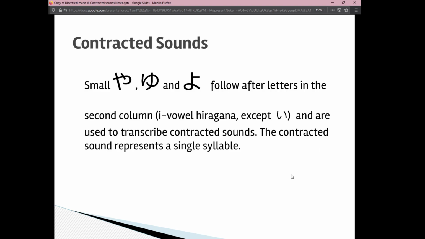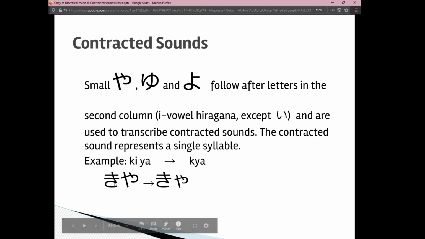Contracted sounds. When we're talking about contracted sounds, this is using ya, yu, and yo. You make them smaller, about half the size of your other characters, and they follow after characters in the second column, so anything that has an E in it. So for example, hi, ki, shi, that kind of thing. They're all used to transcribe what are called contracted sounds, and they'll actually represent a single syllable. So ki with a small ya would become kya.